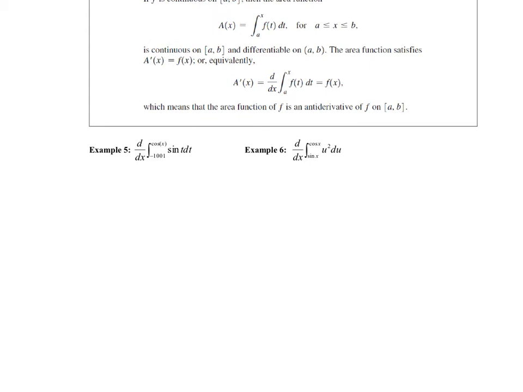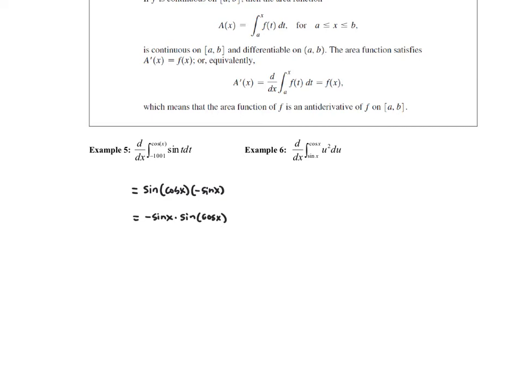Let's look at example 5 and 6. Example 5 is very similar to those that we saw on the previous page. So let's insert the upper function using our FTC part 2 shortcut and multiply by the derivative of that upper limit, which will be negative sine x. So our answer comes out to be negative sine x times sine of cosine of x. Very nice.